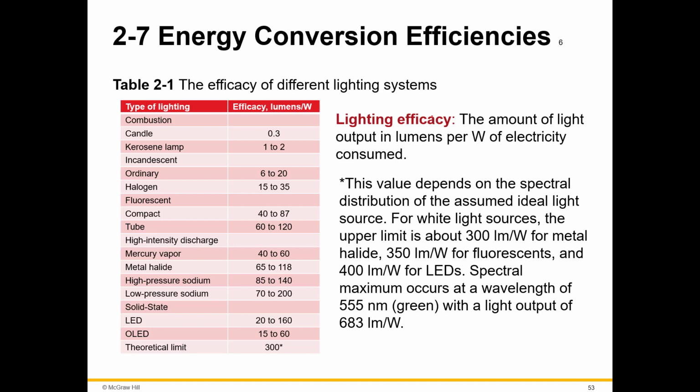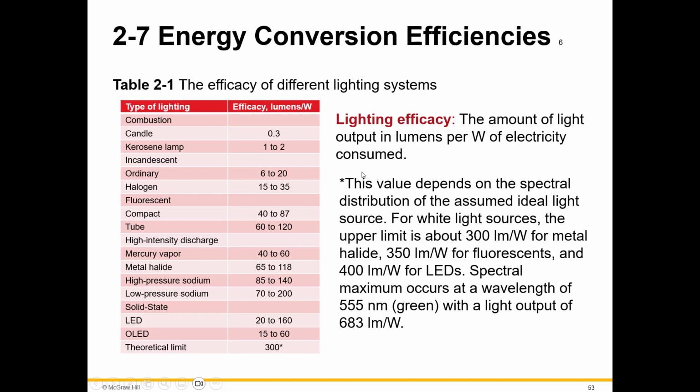LEDs: spectral maximum occurs at a wavelength of 555, which is green, and then a light output of 683 lumens per watt. So over here, you've just got the efficacy of different types of lighting. You've got mercury vapor, you've got compact or tube, ordinary, halogen, candle.